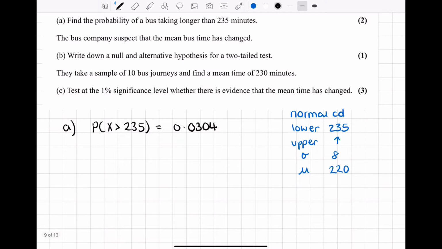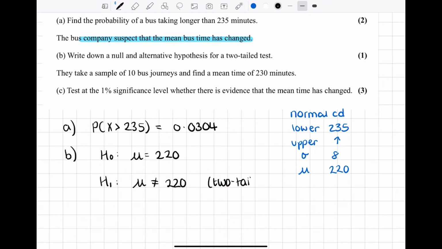The next part, the bus companies suspect that the mean bus time has changed. So we don't know if it's higher or lower, but we know that it's changed, so it will be a two-tailed test. So our null hypothesis, H0, the mean is still 220, as it was in the start of the question. And H1, our alternate hypothesis, the mean time has changed, so the mean is not 220. An easy 1 mark there for a two-tailed test.